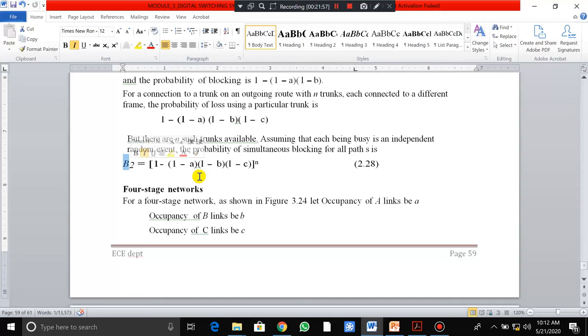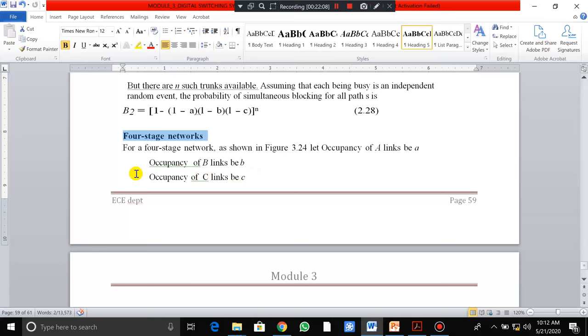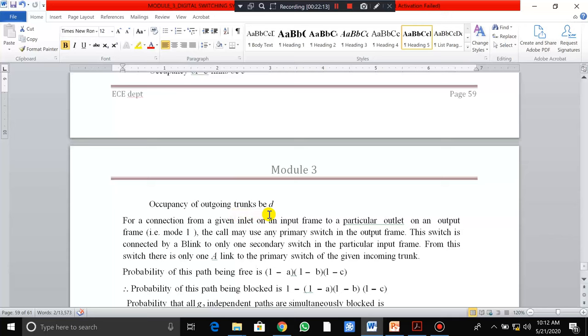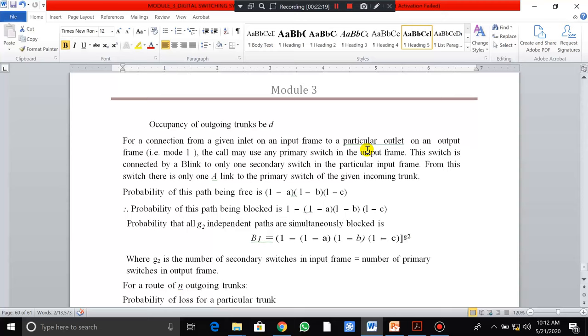Similarly, if you do it for a 4-stage network, the occupancy of B will be small b, the occupancy of C will be small c, and the occupancy of the outgoing trunk will be D. And for each connection, the inlet and input frame of the partial outlets of the output frame, the call may be on any primary switch on the output frame, then this switch is connected by the link on the secondary switch in the particular input. Okay.